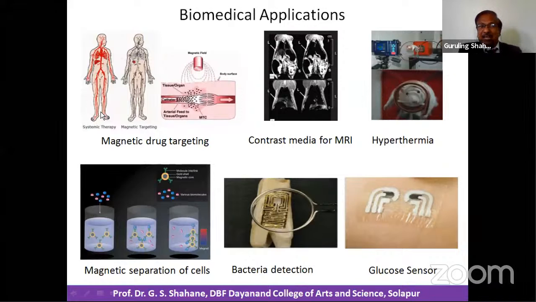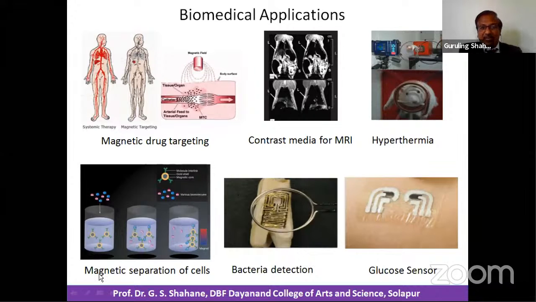But on the other hand, if the drug molecules are attached to magnetic nanoparticles, and by using an external magnetic field, we can localize the drug at the specific site. So this will reduce the amount of drug required. Also it can be used as a contrast agent for MRI, magnetic resonance imaging. We have to take images of different parts of our body, MRI. In that case, these magnetic nanoparticles can be used to enhance the contrast of the image.